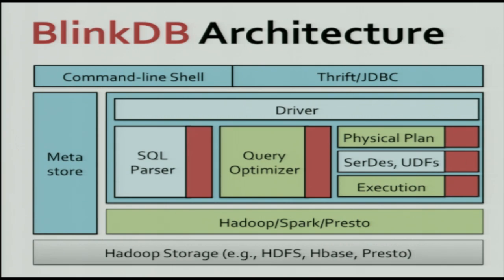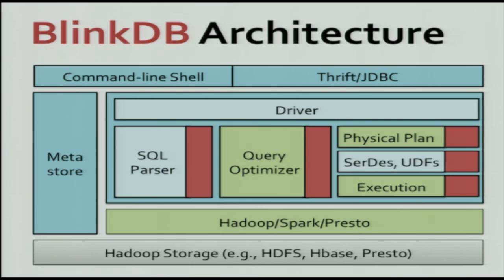Overall, I'll just conclude the talk by showing some kind of BlinkDB architecture slides. BlinkDB right now supports the Hive query processing framework. It also supports Shark, and it also supports Presto. At the bottom, we have this Hadoop storage layer. Then we have the execution engine. BlinkDB essentially makes all its changes in the query processing framework.